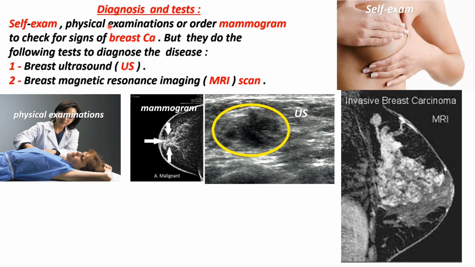Now I will talk about diagnosis and tests for breast cancer. Self-exam is the first one. Physical examination or ordering a mammogram to check for signs of breast cancer. But they do the following tests to diagnose the disease. The first one is a breast ultrasound. The second one is a breast magnetic resonance imaging scan, or MRI. We are seeing here a case of invasive breast carcinoma in an MRI scan.